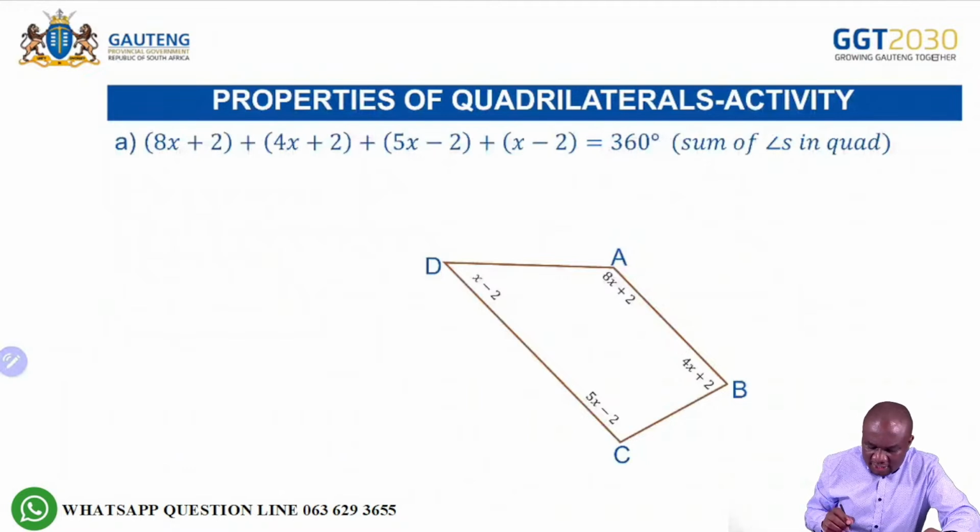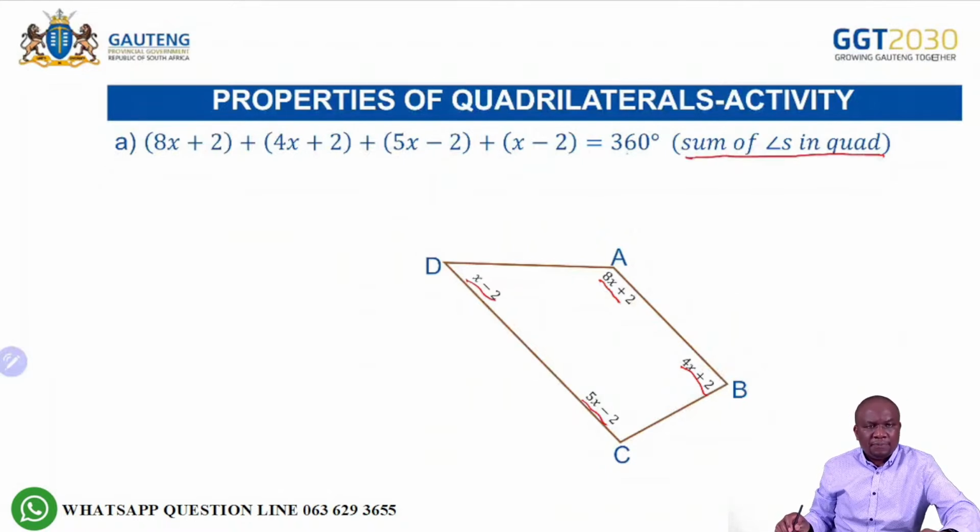Right, so we're adding all these angles: 8x plus 2 plus 4x plus 2 plus 5x minus 2 plus x minus 2, and it's equal to 360 degrees because it's the sum of angles in a quadrilateral. That's the reason. Remember, statement and reason. And then there's a 1 there. The coefficient of that bracket is 1. Fortunately, 1 does not change the things in the bracket, isn't it?